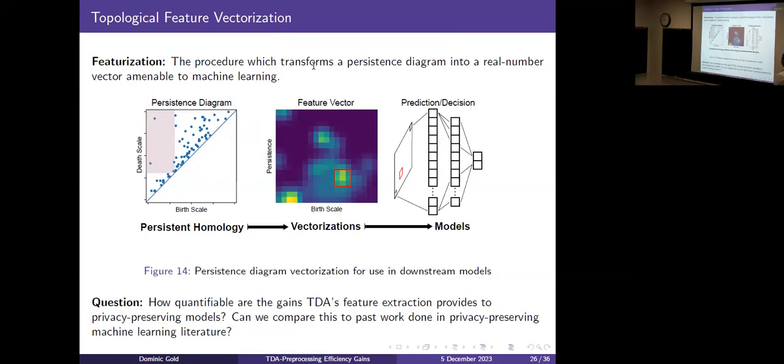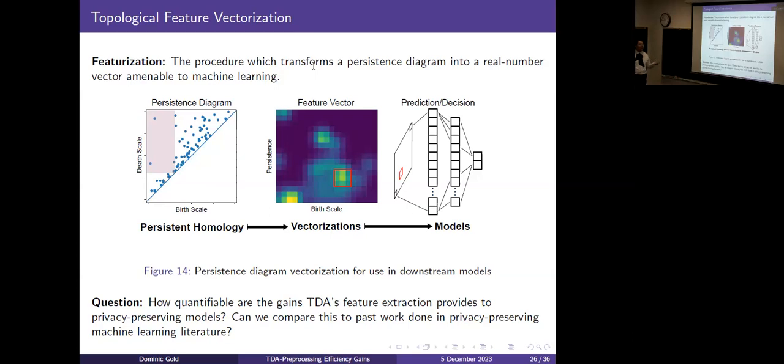So that process that turns those persistence diagrams, which encode the topological complexity of a point cloud, into a real-valued vector amenable for machine learning is called featureization. Okay, so it's called featureization. And my main research question on this front was how quantifiable are the gains that TDA's feature extraction provides to privacy-preserving models?